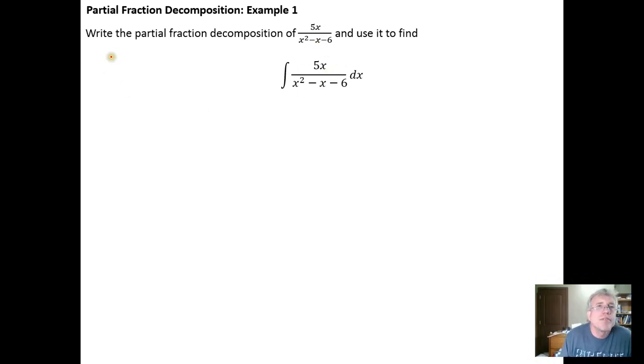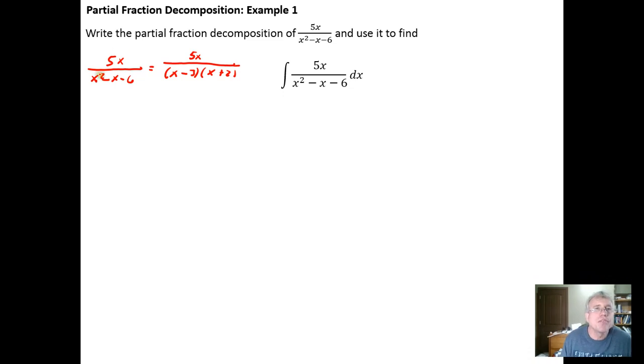So if we have 5x over x squared minus x minus 6, we want to recognize that the denominator can be factored as x minus 3 times x plus 2. So the denominator factors into two distinct linear factors. Distinct because they are different than each other.